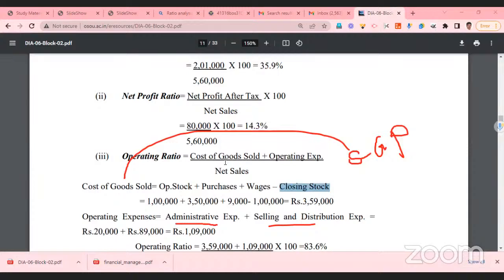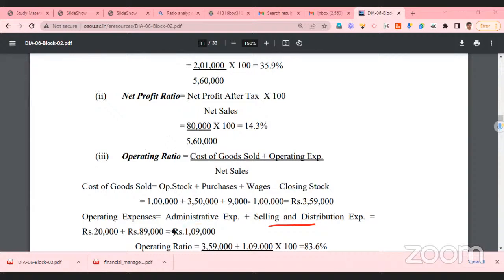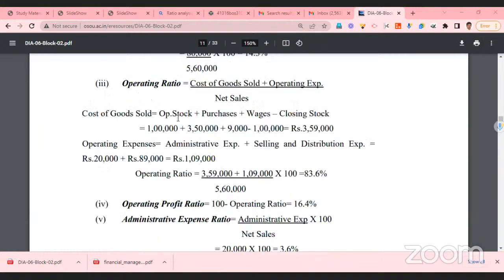We are going to calculate these two ratios. Wait a minute, I need to clear this chart. So what is operating ratio? When you calculate operating ratio, we take cost of goods sold plus operating expenses.